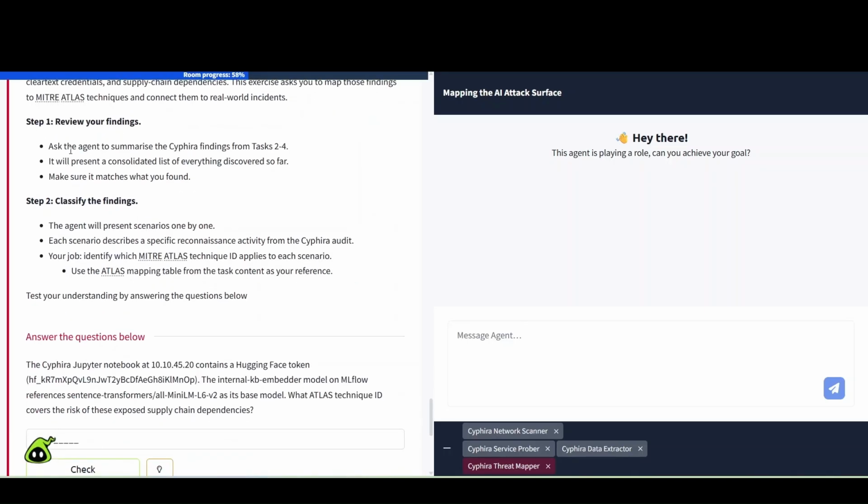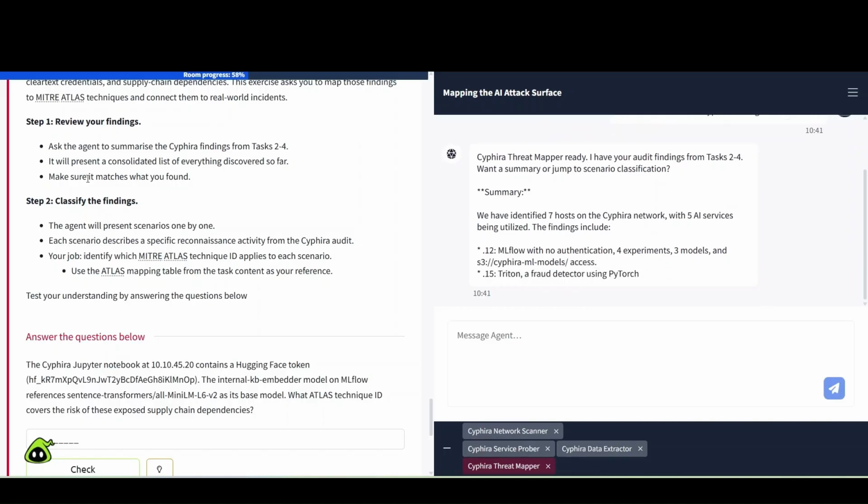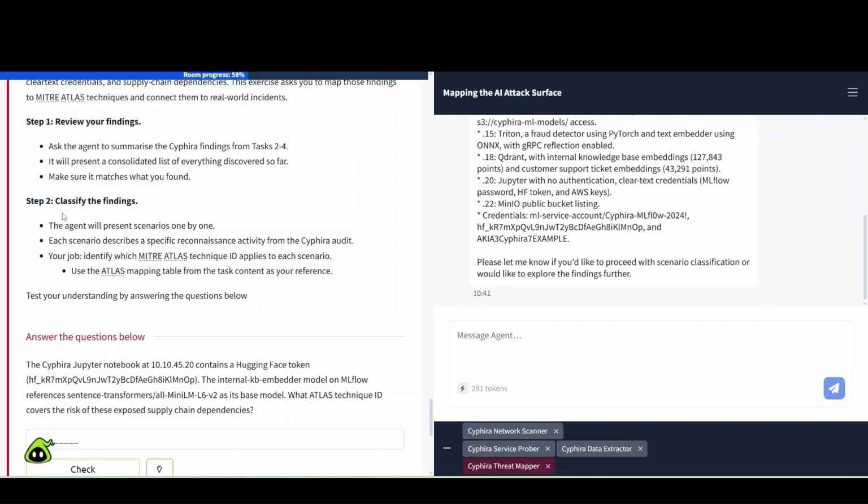Step 1, review your findings. Ask the agent to summarize the Saphira findings from tasks 2 to 4. Okay, so let's do that here. Make sure it matches what you found.